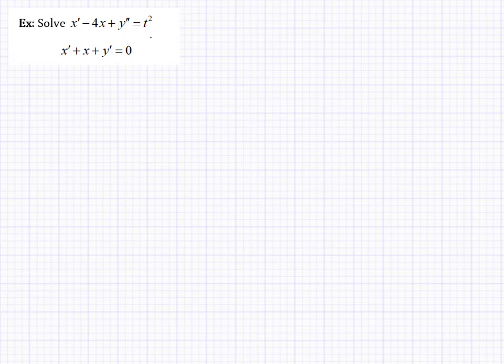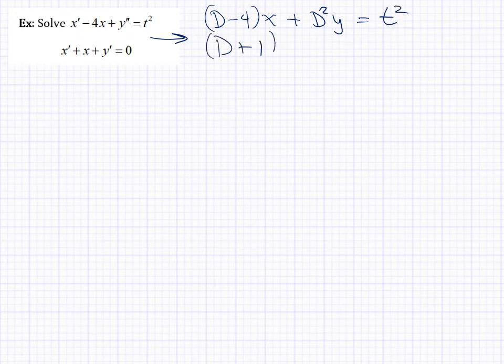All right, so let's look at this. First thing, put it in operator notation. So if I put this in operator notation, I'll have D minus 4 x plus D squared y equals t squared, and D plus 1 x plus D y equals 0. Okay, that should be no problem.